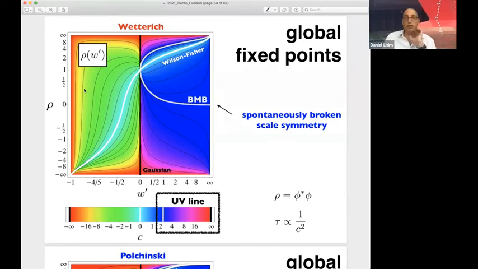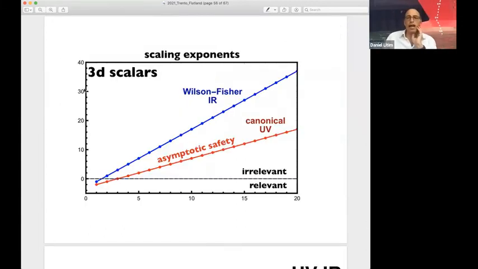Last thing, what's the physics of the model? The physics of the model is you have a conformal fixed point in the UV. I call it asymptotic safety. This fixed point is characterized by universal scaling dimensions. Those I've plotted here for you. If these are negative, they correspond to relevant couplings. So these here correspond to the mass term, the quartic interaction, the exactly marginal φ⁶ interactions, and all higher order interactions are irrelevant.